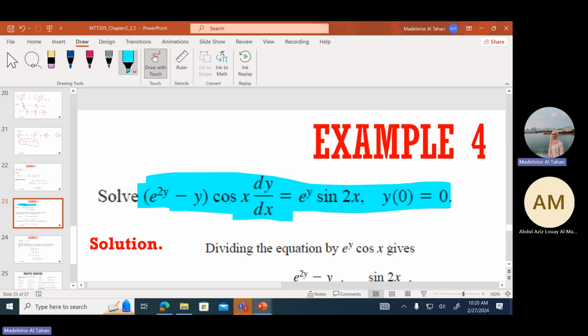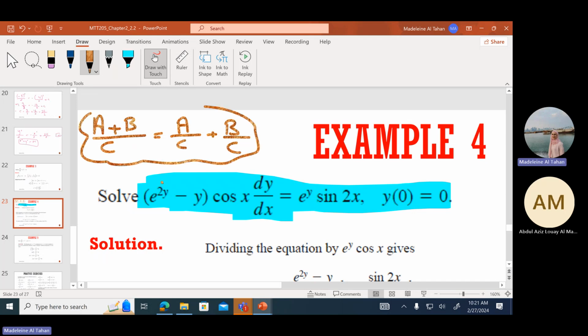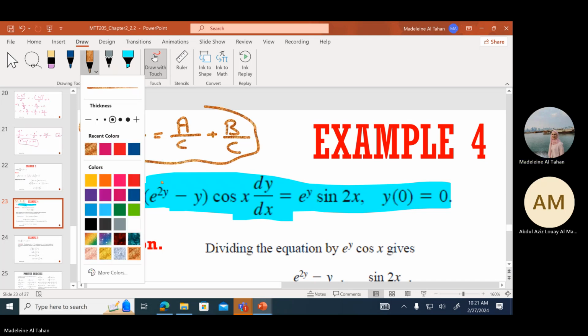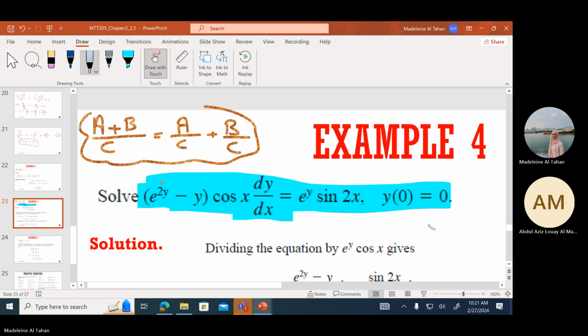But while solving, we may use these ones. (A plus B) over C is the same as A over C plus B over C. The other thing that we may use is e to the power alpha over e to the power beta is e to the power alpha minus beta.